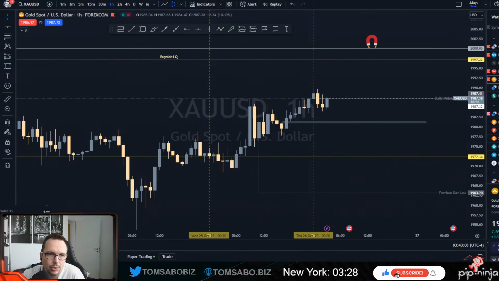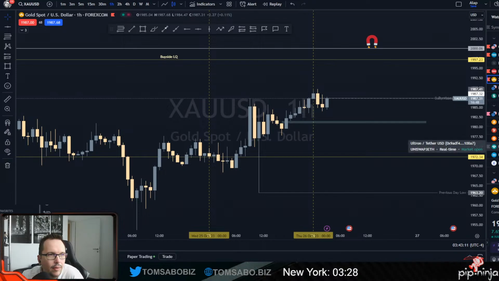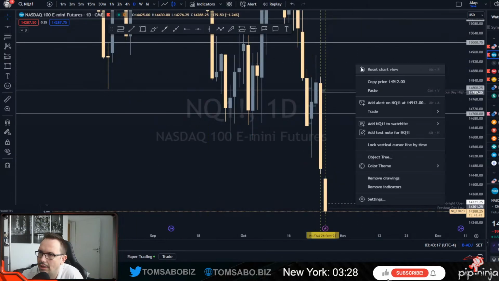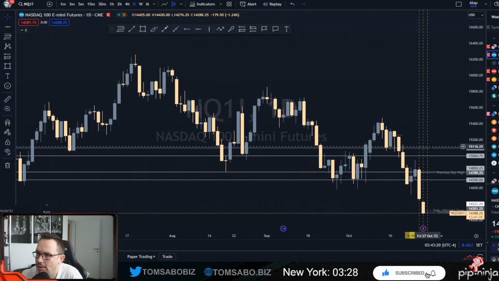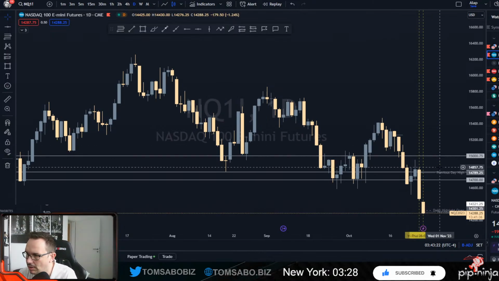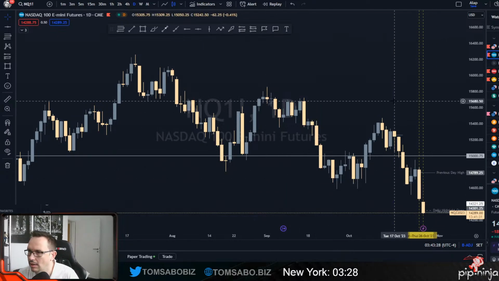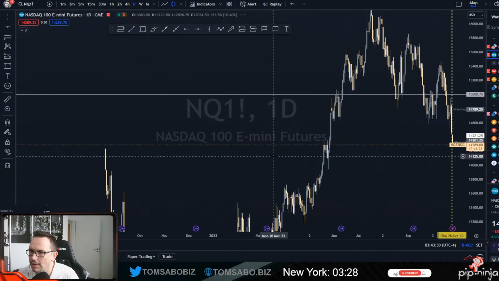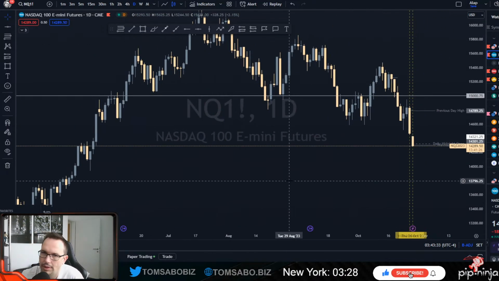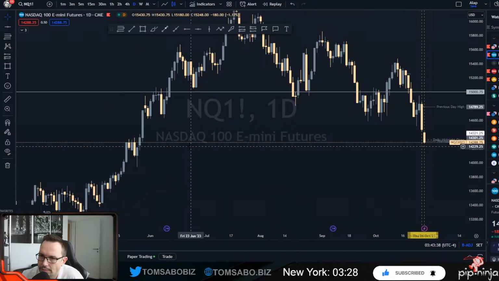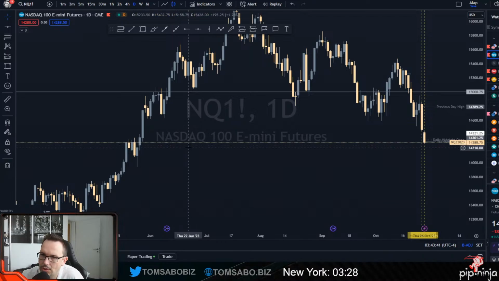I can go to... actually, even if it's delayed, I can go to NQ higher time frame analysis. Let me delete some levels because it's just disturbing. I leave the 15,000 on. Okay. So this is the daily NQ. We're very close to this.